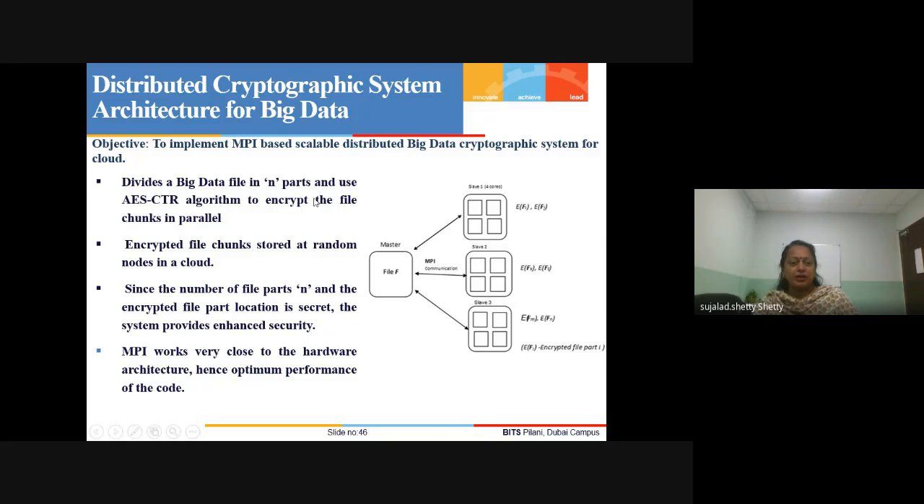In this case, we make use of the AES CTR algorithm. The AES algorithm was used, and we're using the counter method to encrypt the file in parallel. Each of these encrypted files is stored in a random manner in any of these nodes. This is nothing but a simulation of a cloud environment. At different nodes, you are going to be storing this information. The number of parts n and the encrypted part location is a secret. The system provides security. And MPI works very closely with the hardware, hence performance can be maximized.